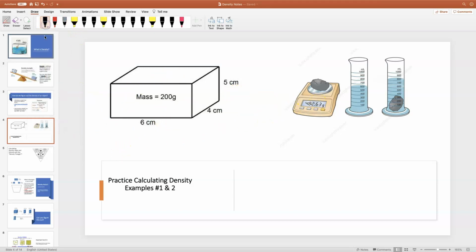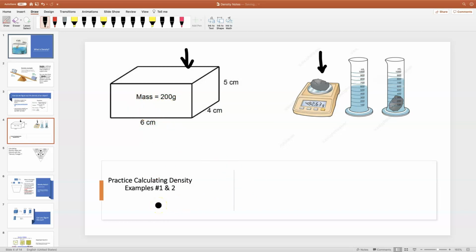So we are going to start here today. We have two examples. The first example is on the left here. We have a box right here. And the second example that we'll be doing is finding the density of this, which looks like a rock. So, practice calculating density, examples 1 and 2. In the first picture on the left, we see a box, and they clearly say to us the mass is 200 grams. No weight necessary, they just gave us the mass.